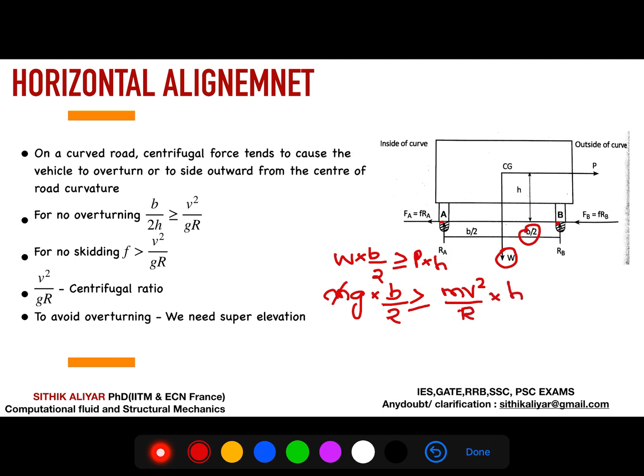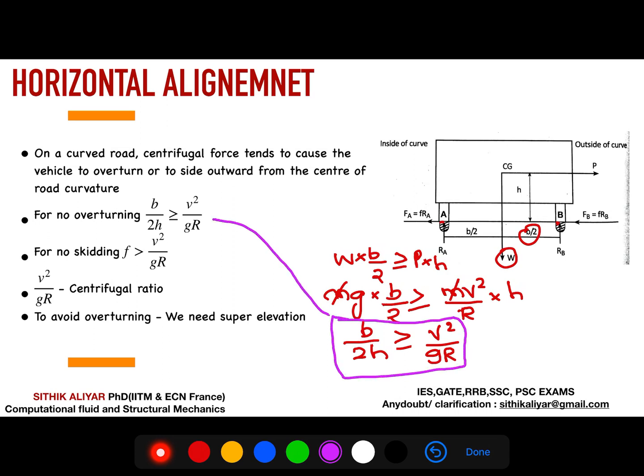So if you cancel each other, and bring the vehicle dimensions to one side, B by 2h, you can see everything is vehicle dimension. B is the center to center distance between the tires, and h is the COG distance of the vehicle. If that is greater than V square by gR, then obviously the vehicle will not overturn. So that's what I have written here.